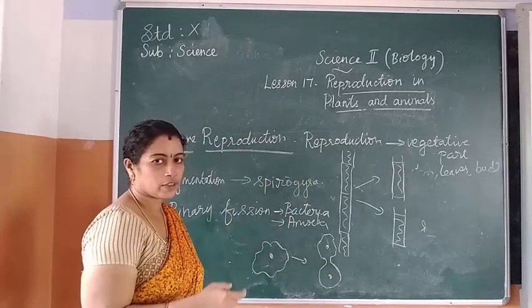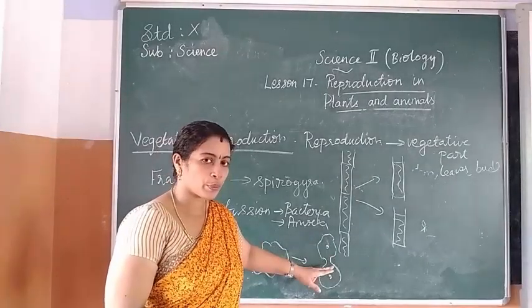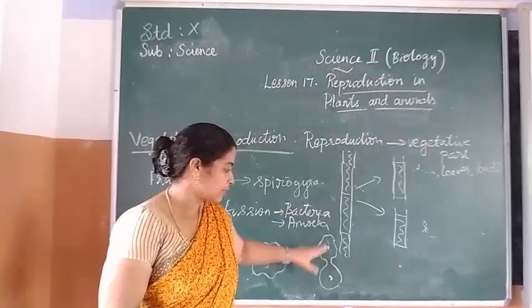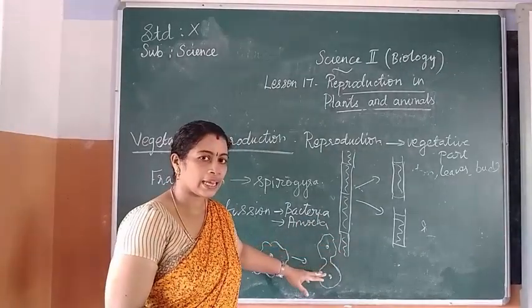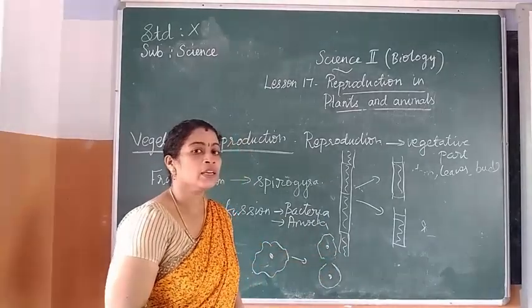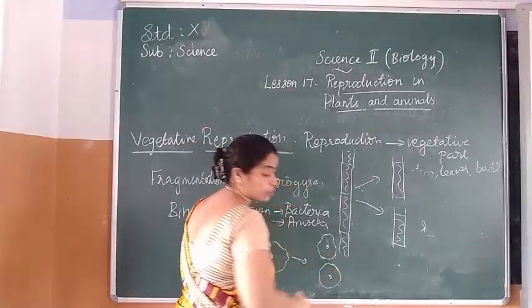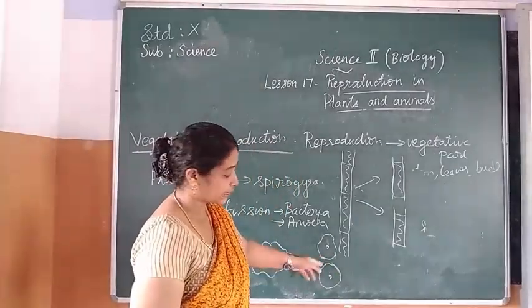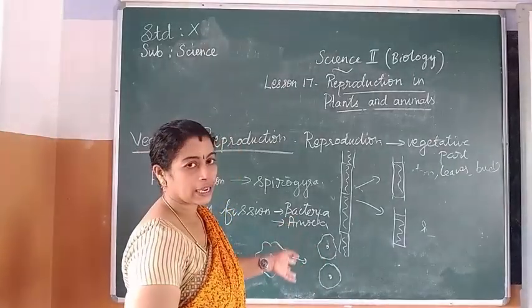First the nucleus will be dividing, after that the cytoplasm will be divided, and after the formation of two nuclei, the outer wall of the amoeba will get elongated, and it will be broken at the place of junction. It will be broken into two, and it forms two separate individuals, and each will be able to grow as a new individual. So binary fission: bacteria, amoeba, etc.